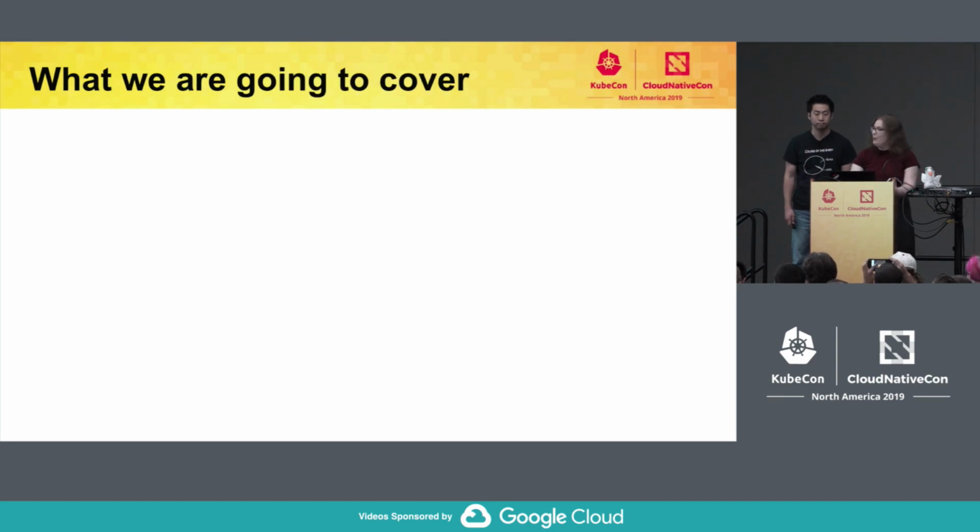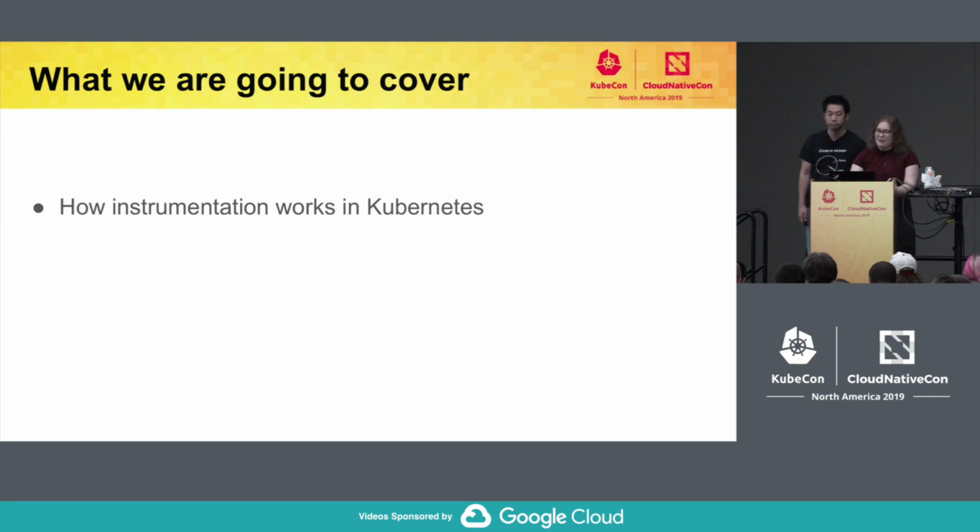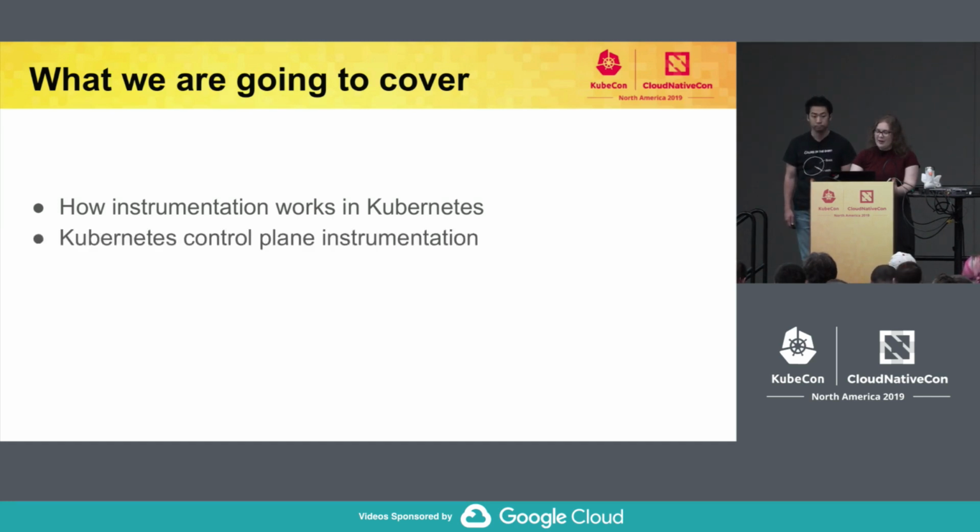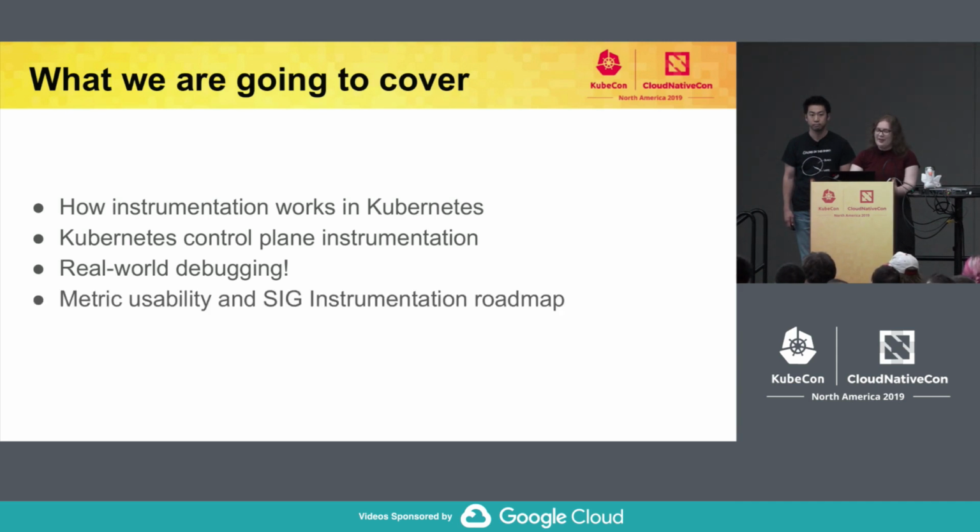So, what are we going to cover today? I'll start out by introducing how instrumentation works in Kubernetes. And then Han will talk about the various components of the Kubernetes control plane and dive into more detail on their instrumentation. Then we'll both cover some real-world debugging examples using the metrics and tools we've introduced. And last, I'll talk a little bit about metrics usability and the SIG Instrumentation roadmap.